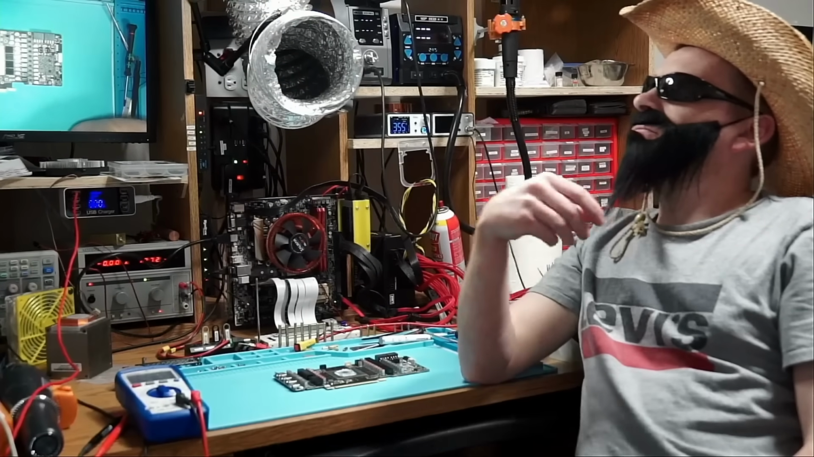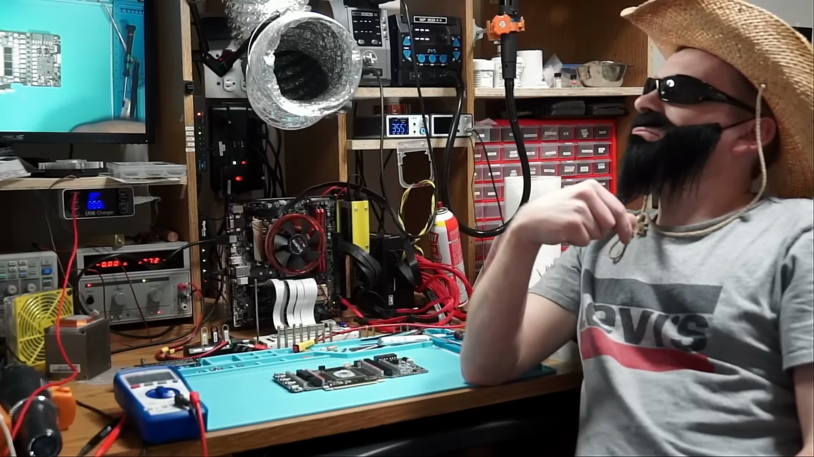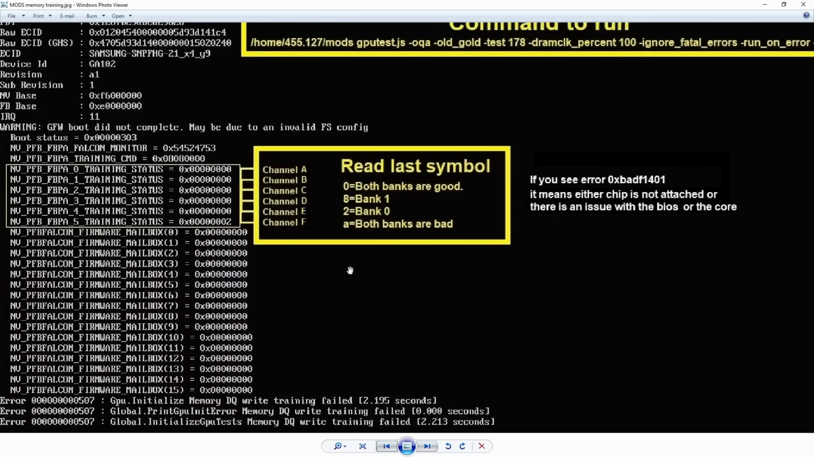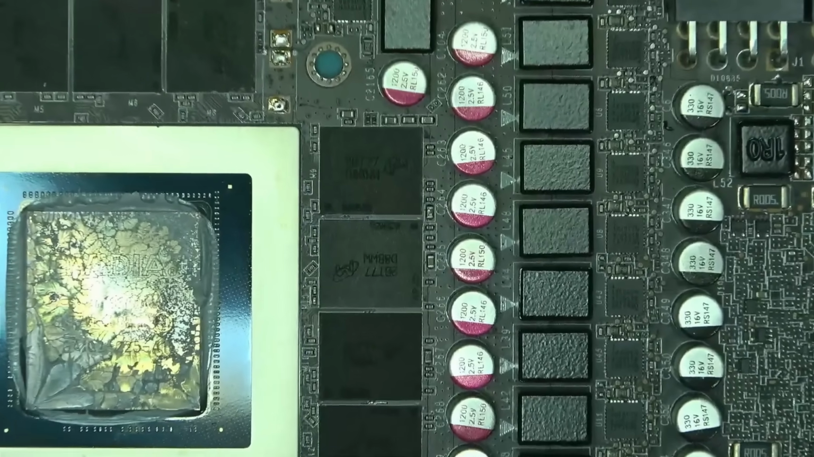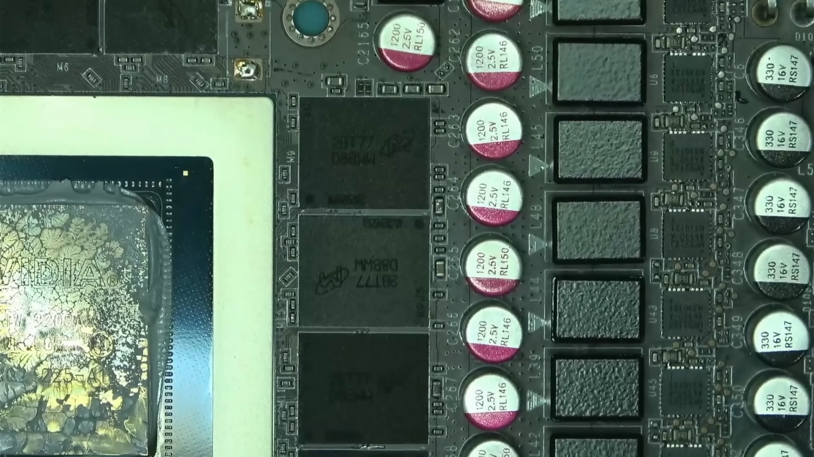So what is third channel and what does number 8 mean? Well, according to my cheat sheet, third channel is C and the number 8 means the first chip of that channel. In other words, it's a C1 as shown here, so this is the chip we need to replace and hopefully it works.